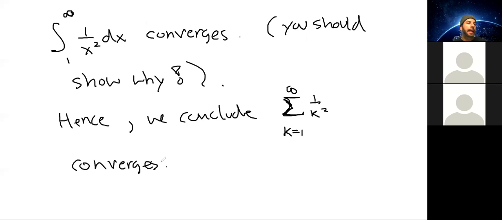Now, a couple things that are important. We're not saying anything about the value of the limit. We're not saying anything about the series' sum. We're not saying it equals something. You know, when we did geometric series, we could tell you what its sum was, what the limit was. We can't do this here.